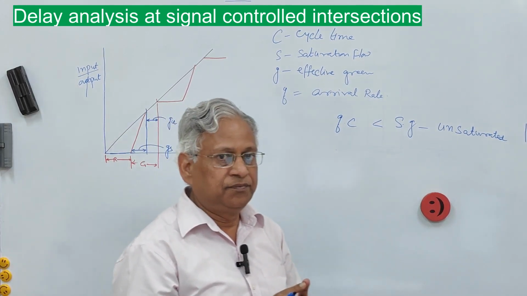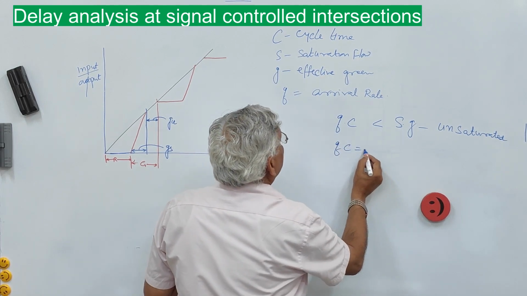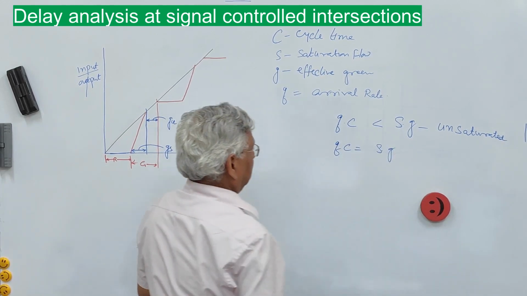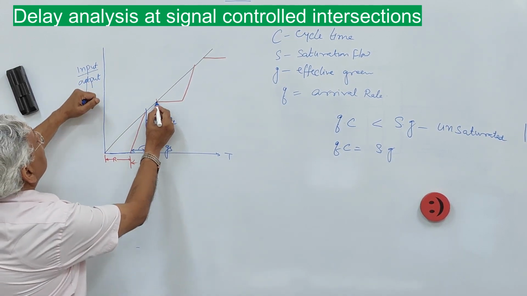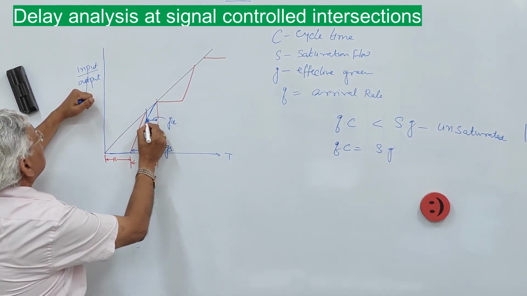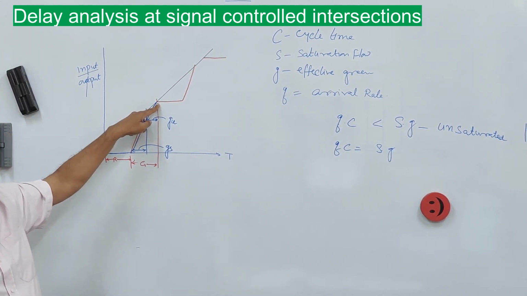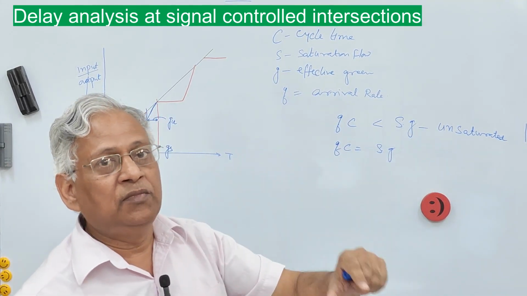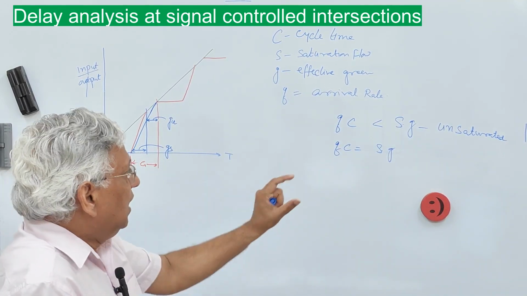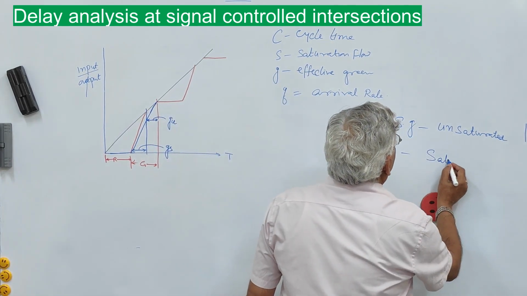It's two parts. Second case could be when this QC is just equal to S into G. In that case, this line will touch the Q line at the end of the green. So there is sufficient Q in the approach to consume the entire green. That is just saturation, saturated cycle.